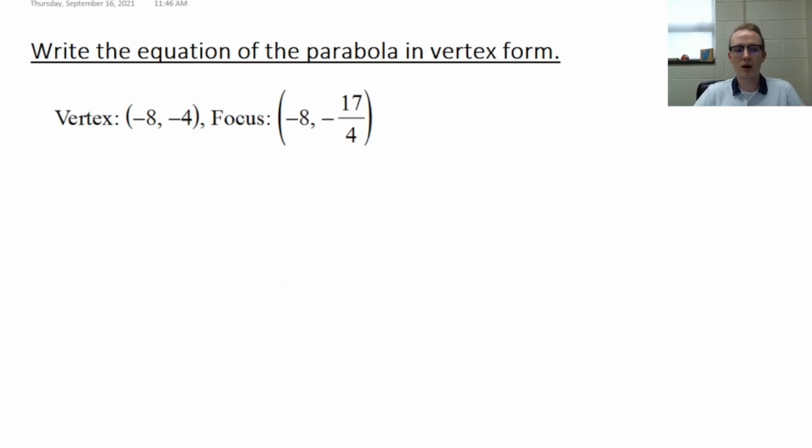So now let's try some problems where they give us two pieces about the graph of the parabola, and we have to write the entire equation of this parabola. Okay, so here they give us the vertex is at -8, -4, and the focus is at -8, -17/4. Okay, so I think a good idea is to first figure out which way does this parabola open? Is it horizontal or is it vertical? And is it opening up or down?